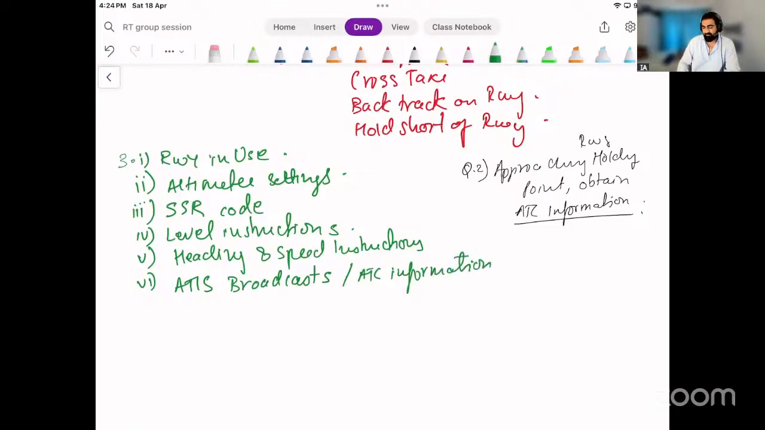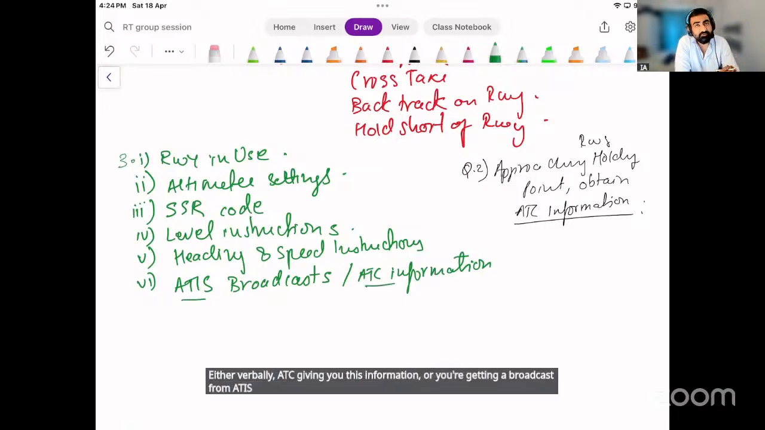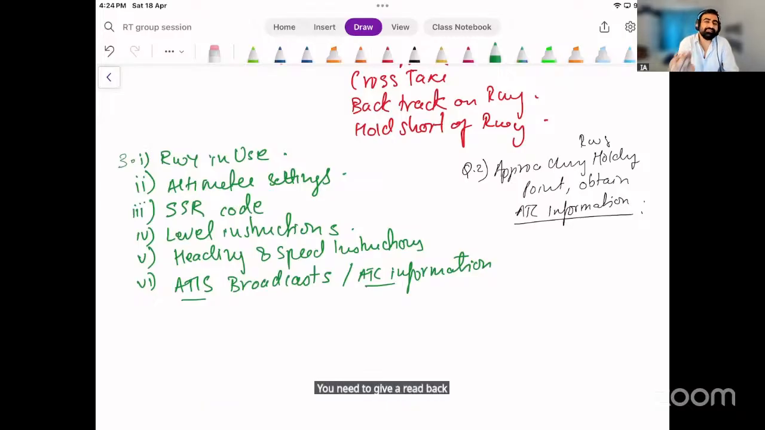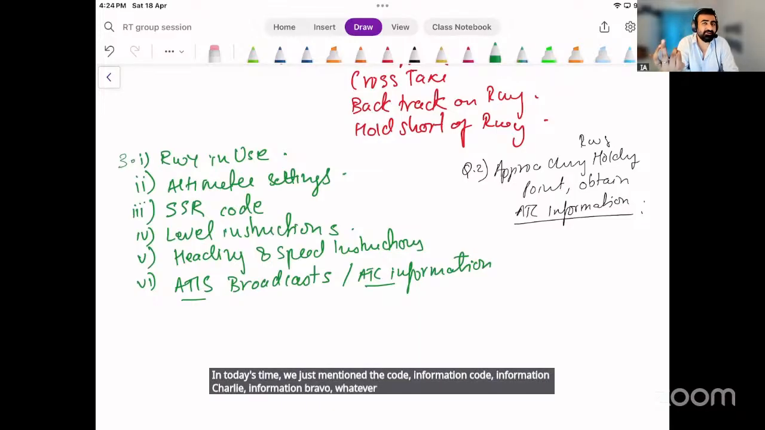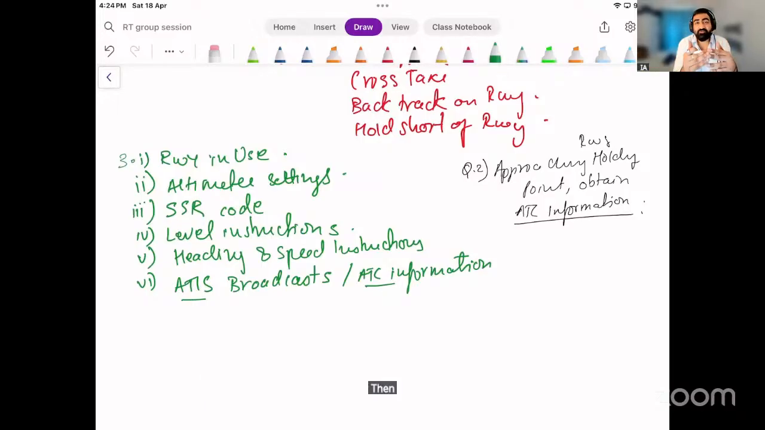Either verbally ATC is giving you this information or you're getting a broadcast from ATIS. You need to give a read back. In today's time, we just mention the code, information Charlie, information Bravo, whatever code we listen on ATIS. We just mention the code, we don't give the whole report as a read back. But in case you get the same report given to you by a traffic controller, then you have to give a proper read back. So that's what we are going to practice.